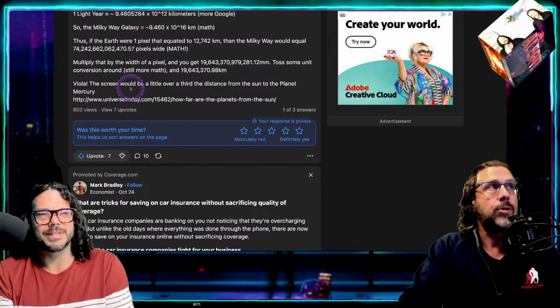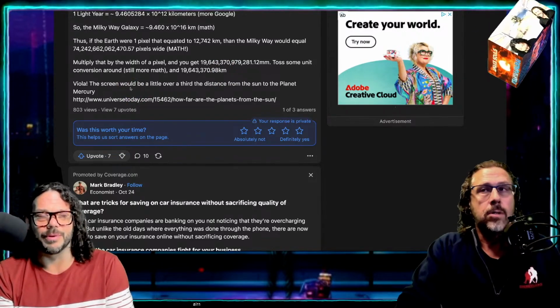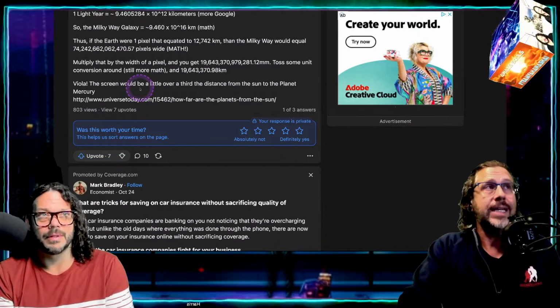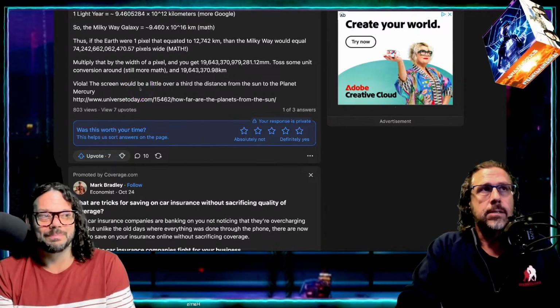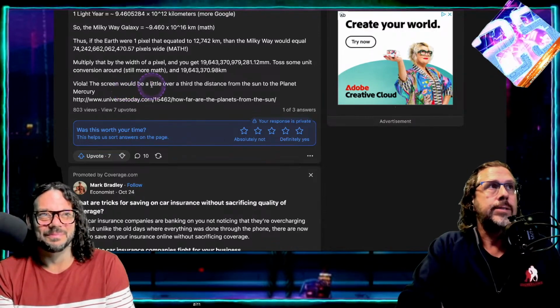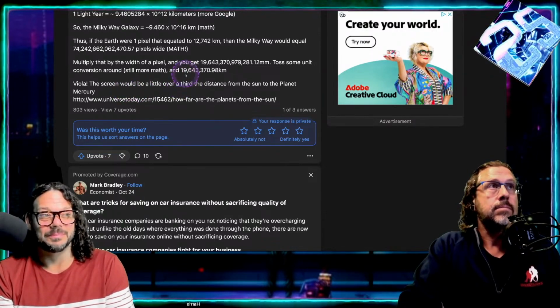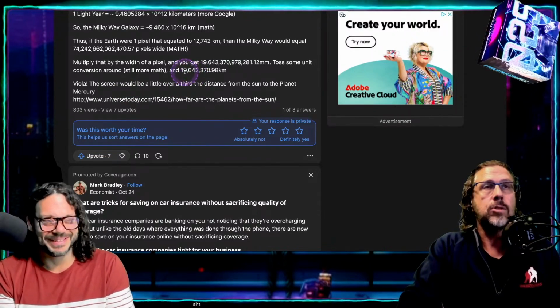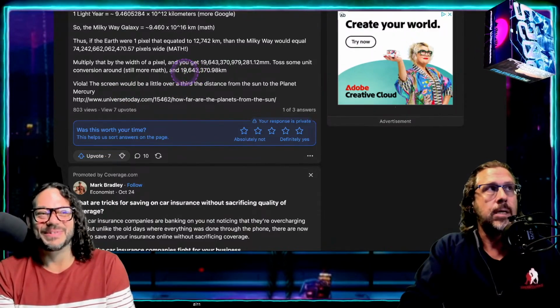Compared to 1 pixel? Yeah. That's unresolvable. If Earth was 1 pixel, then the screen that you would need to be able to show the Milky Way to scale is, wow, 19 million kilometers, almost 20 million kilometers. That's crazy.